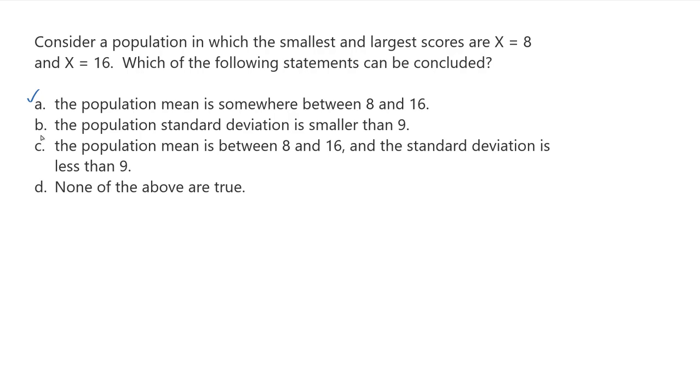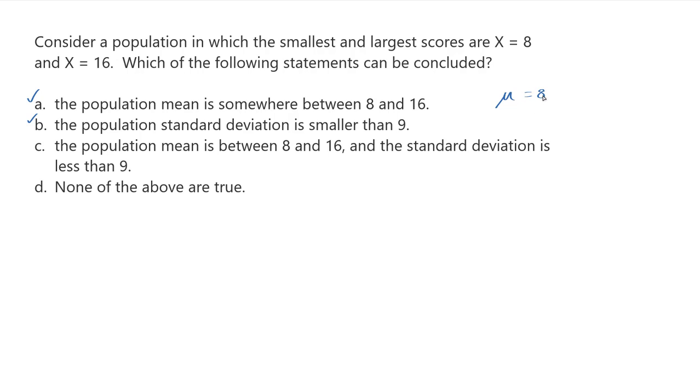Now what about B? The population standard deviation is smaller than 9. This one is also true, but it's a little bit trickier. Let's think about what we just said in part A. We've concluded that the mean has to be somewhere between 8 and 16. So let's pretend that it is 8. I know that that's not exactly between 8 and 16, but it's just very close to one end. We'll also try being close to 16.